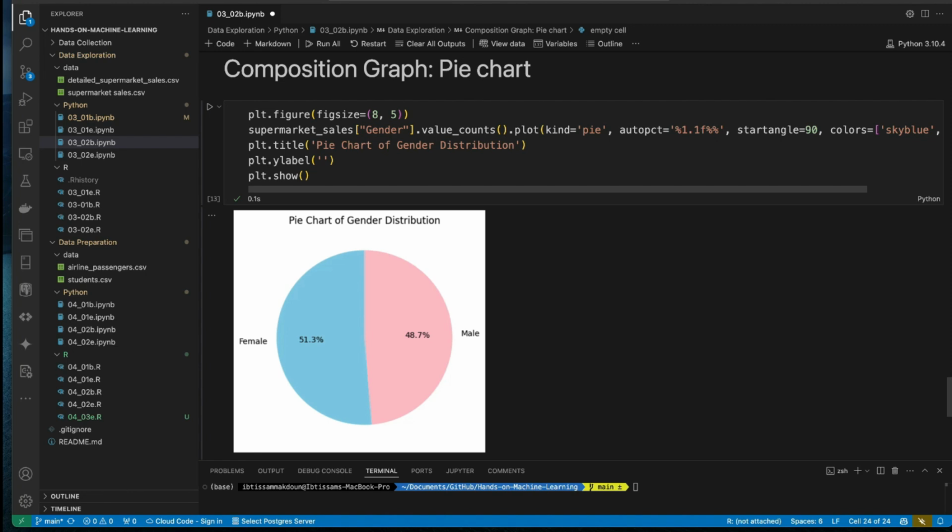51.3% of the sample is female, 48.7% of the sample is male. The gender distribution is relatively balanced with a slight majority of females. And there you have it.